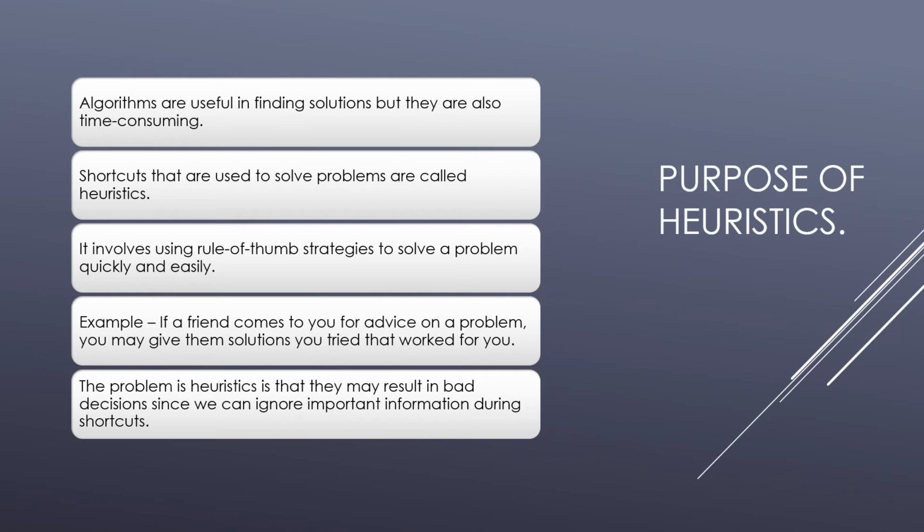So for example, if a friend comes to you for advice on a problem, you might give them solutions that you have tried that have worked for you. So maybe they say, hey, I'm having trouble balancing my work and my school schedule. You're not going to give them the step-by-step procedure. You're not going to say, well, on Monday I think you should do math, or Tuesday I think you should do science. You're going to say to them, well, maybe you should make a weekly planner.